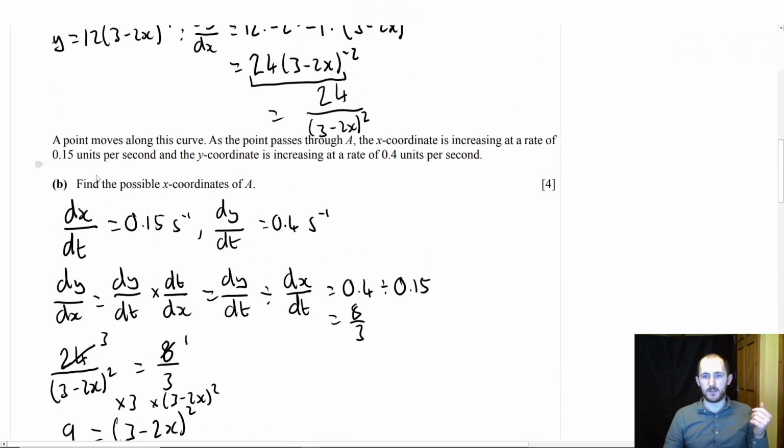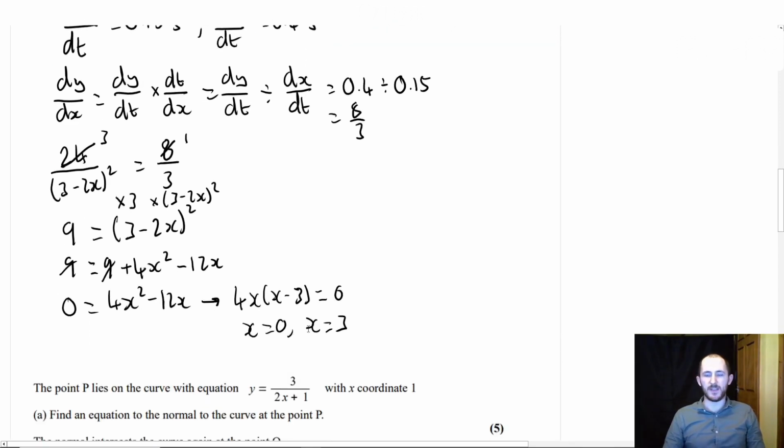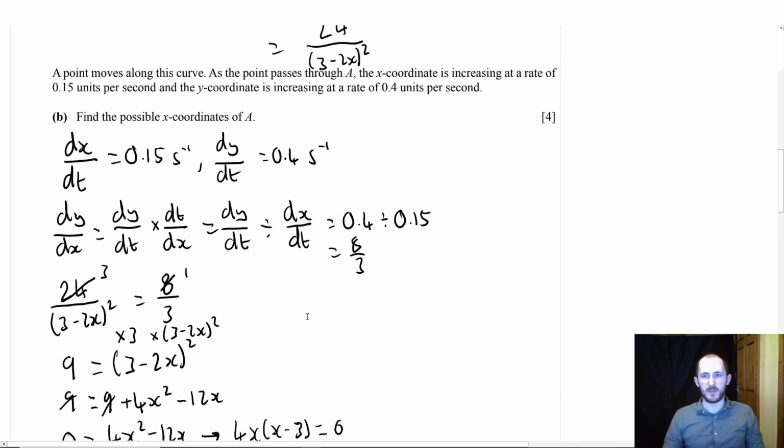And since it does say find the possible coordinates of A, we don't need to specify which one it is. To be honest, we wouldn't be able to tell anyway, because there's no other information available.